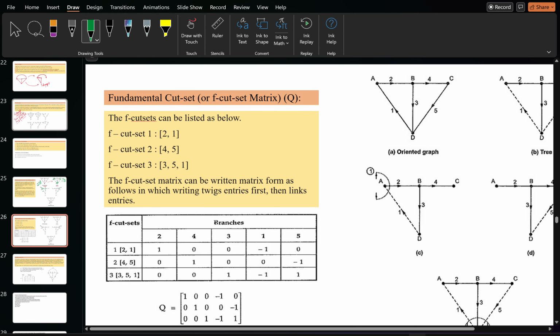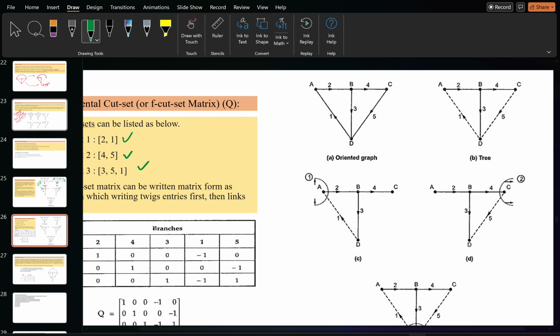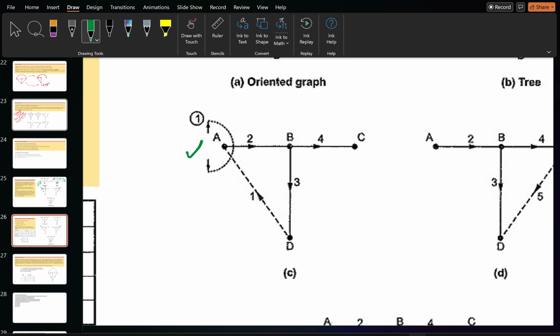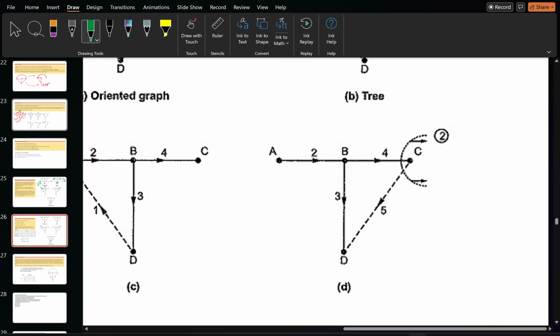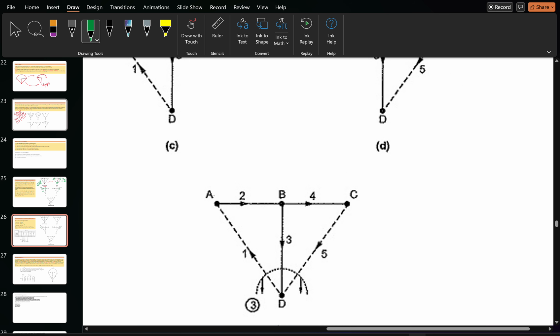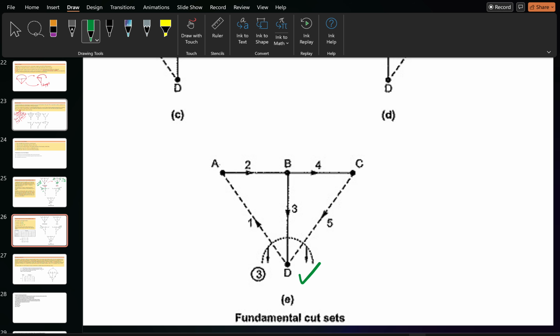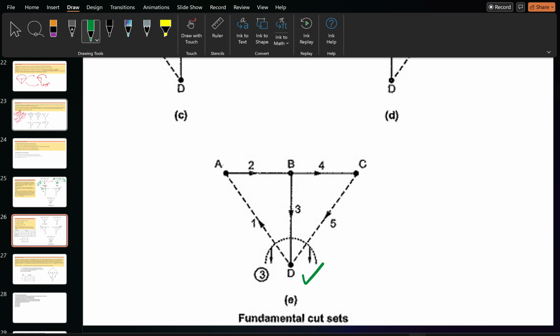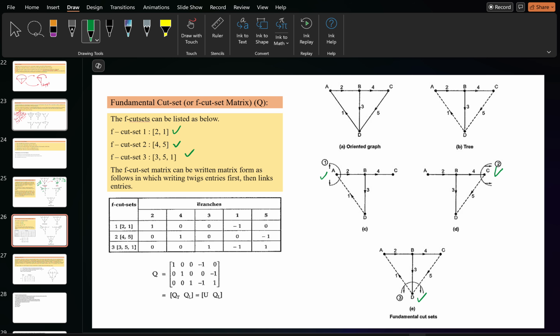So what is actually the cut set matrix? That is most important. So cut sets 1, 2, and 3 are formed. Cut sets 1, 2, and 3 means one here at node A, one here at node C, and one here at node D. So there are three cut sets which are possible.